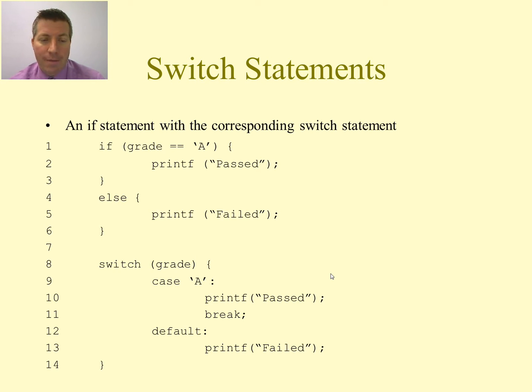Okay. Now, if the grade comes in and the value of grade is something other than a capital A, let's say that it's capital B, we're going to come in, we're going to compare it to capital A on line 9. It's going to say, no, that's not true. We're going to go to the very next case statement, which in this case is the default statement. The default statement says, well, we match everything. Everything is true. So in that case, we would just print out failed.